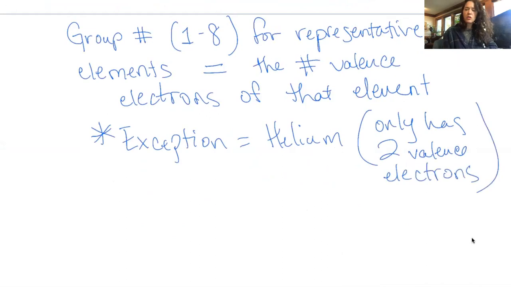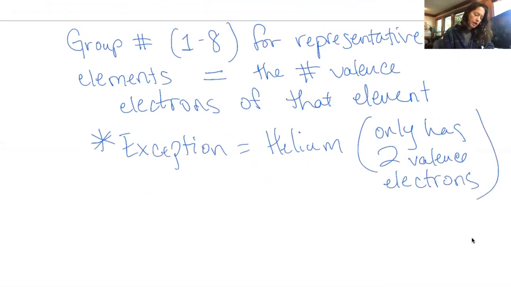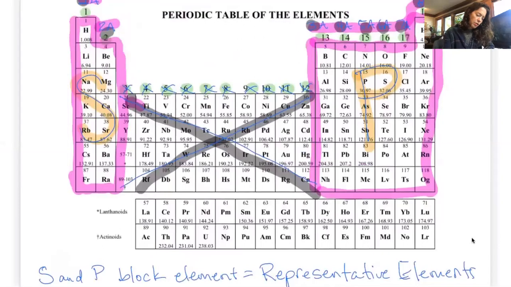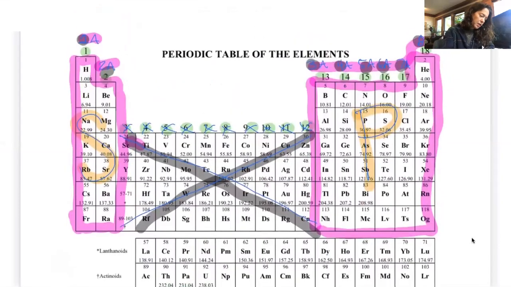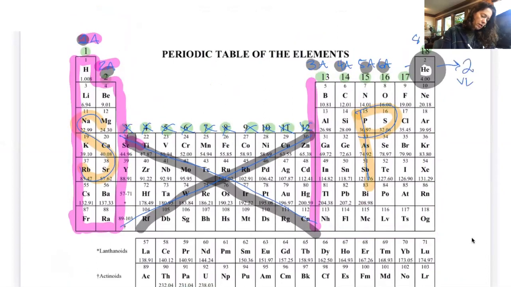Let's look at the periodic table and see that helium lives right here. We would expect him to have 8 valence electrons, but he only has 2 valence. Notice he's only got 2 electrons, but his outer shell is filled up. That 1s is filled up with 2.